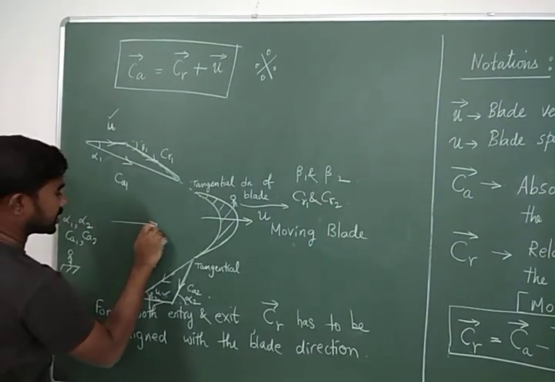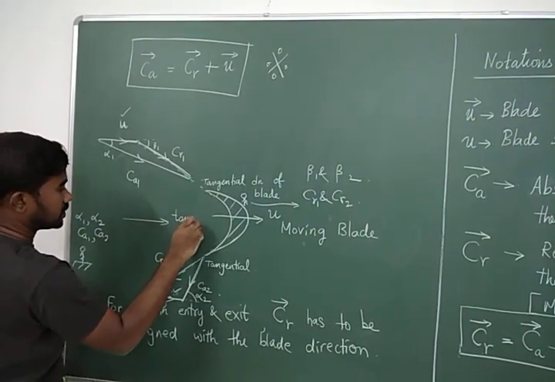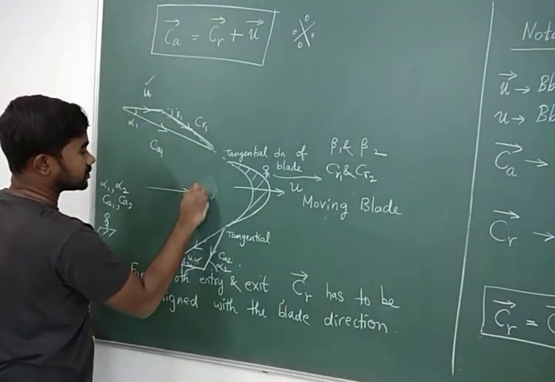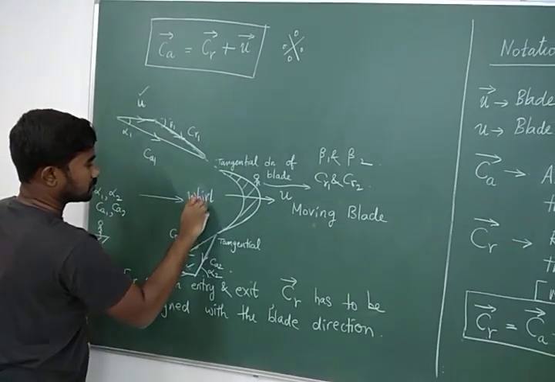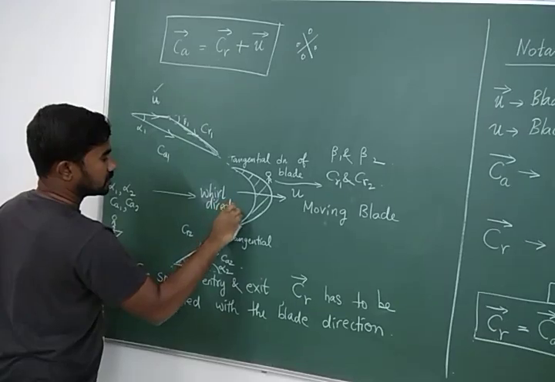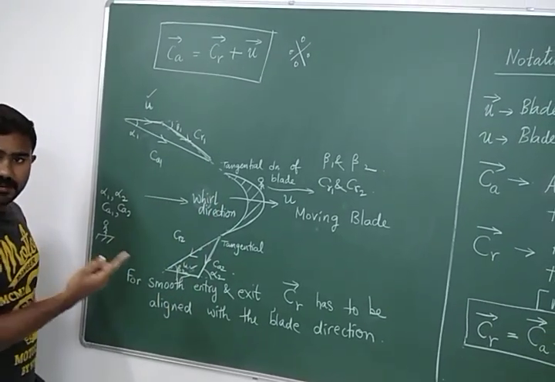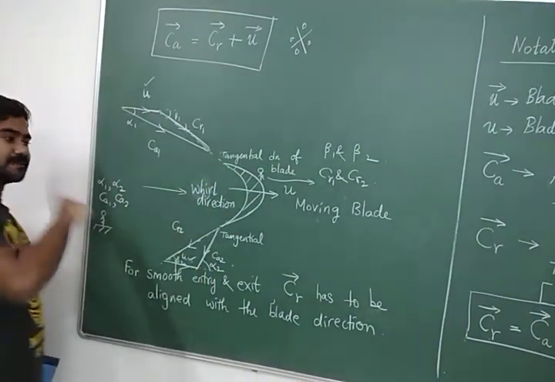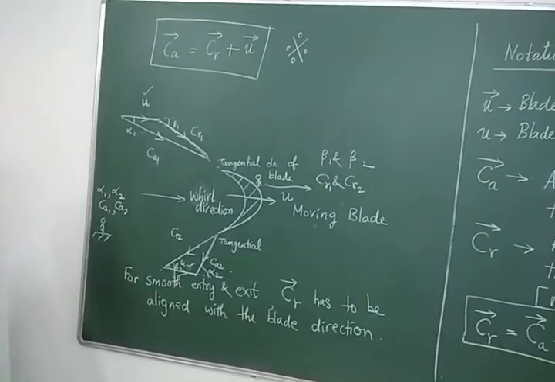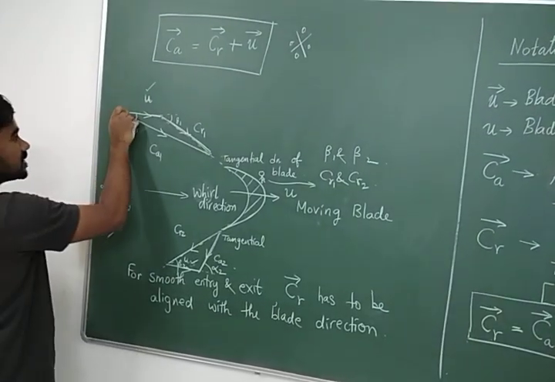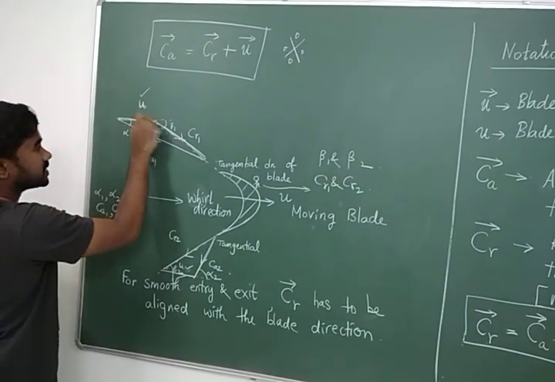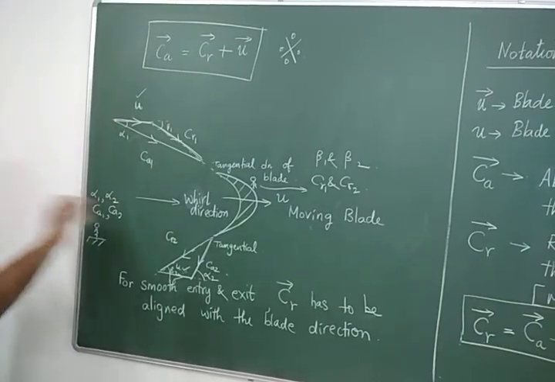And angles are measured with respect to the tangential direction. This is the tangential direction, or this is the whirl direction, because the blade is going to whirl. The blade is moving like this, that means that is the whirl direction. To find the whirl direction in any flow, you just have to see the blade speed. The blade speed is along this direction, that means there is a whirl along that particular direction.